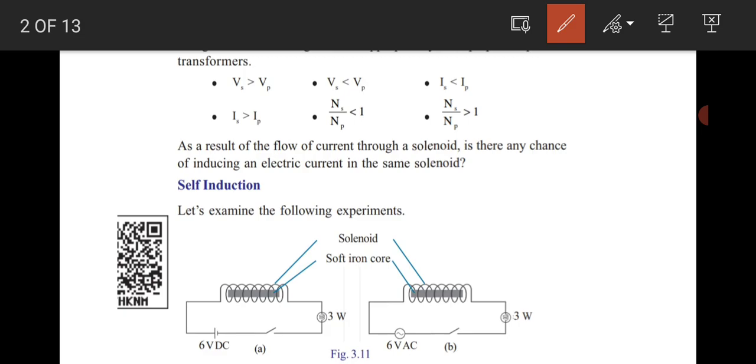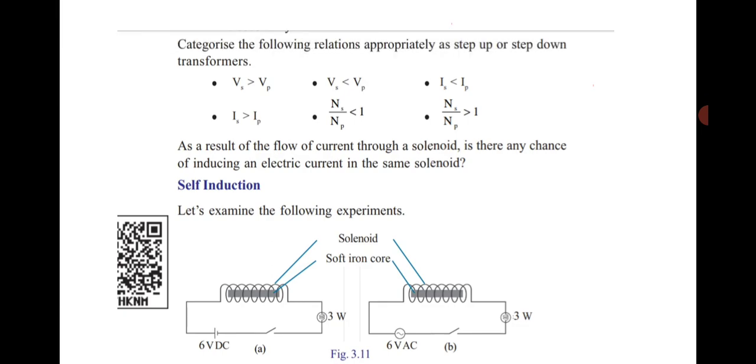Here the question is to categorize the following relations appropriately as step-up or step-down transformers. The options are given below. There are 6 options and I will try to find out which is a step-up or a step-down transformer. Take the first option.